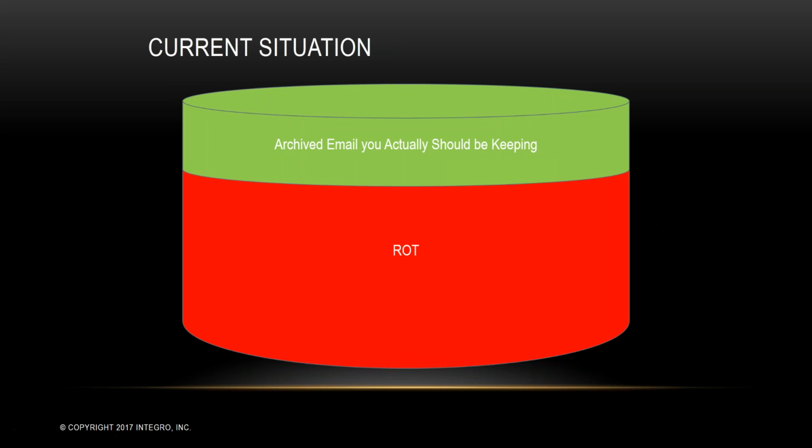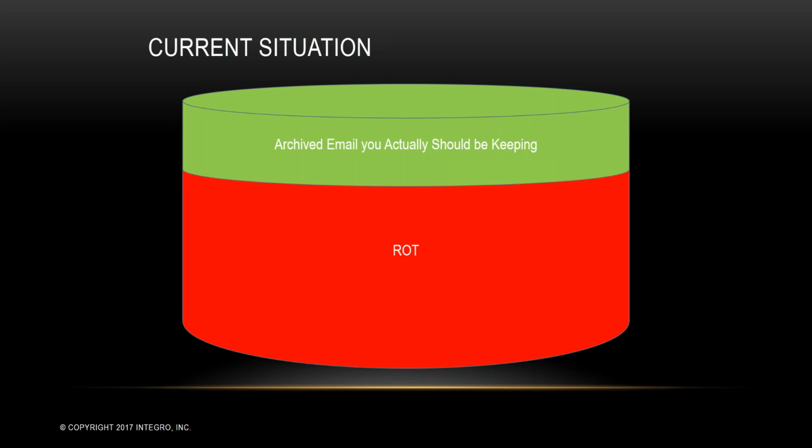Then you realize that the vast majority of the email that is in your archive is ROT. I assume probably by now you've heard that acronym: redundant, risky, outdated, trivial content. Basically, you don't need it. And the vast majority of what you have is what you don't need. Let that soak in for a minute.